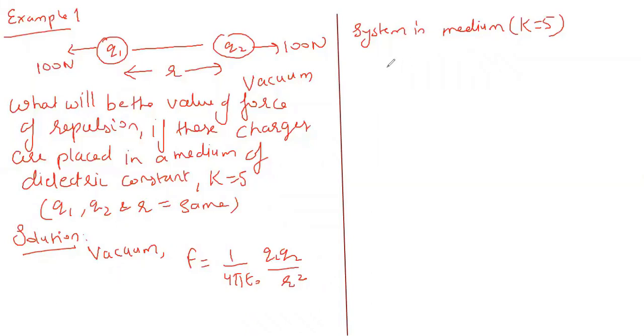In that case, let us say F dash force I am writing. In that case, F dash force is what? 1 upon 4 pi K, capital K is epsilon naught, because at the place of permittivity of the medium, K into epsilon naught will come, and multiplied by Q1 Q2 divided by R square. It is coming out like this.